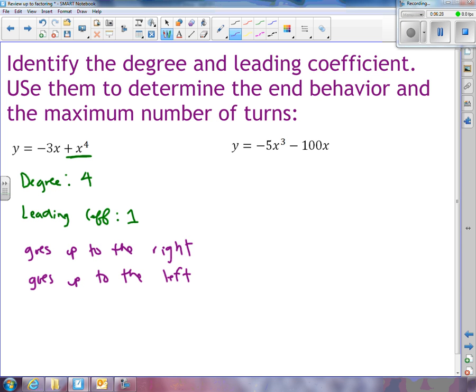And now let's talk about the maximum number of turns. Because the degree is 4, there could be 3 turns. So let's just give you a general idea of what this sketch could look like. Both ends go up. Maximum number of turns is 1, 2, 3. Or the graph could look something like this, but both ends go up, and it has a maximum of 3 turns.